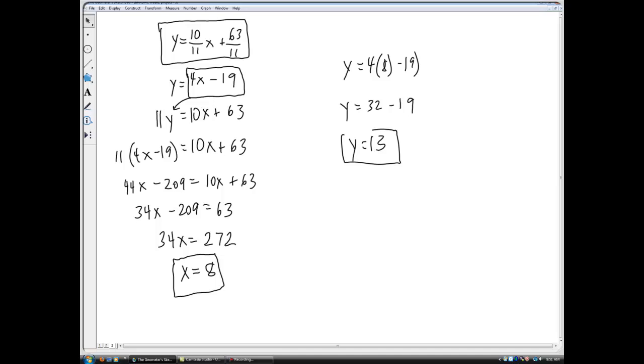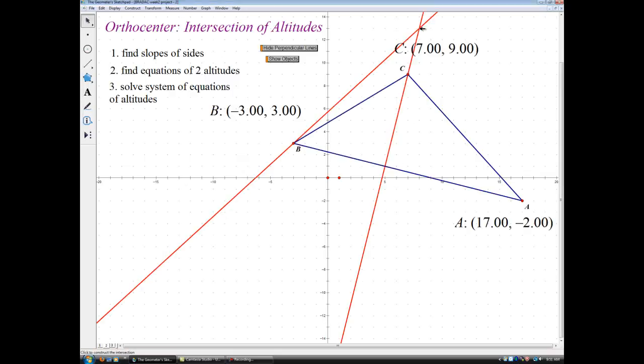Y is 13. So let's conclude by taking this back to our graph. This is the location we're looking for, which is our orthocenter, and we can verify that we did get the correct answer with our algebra. 8, 13 is the orthocenter.